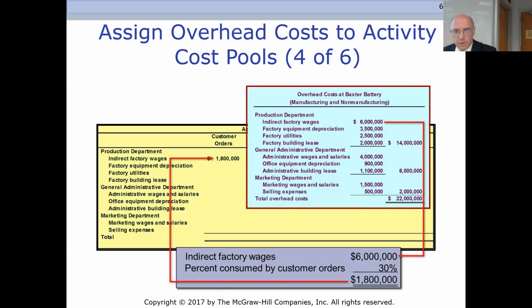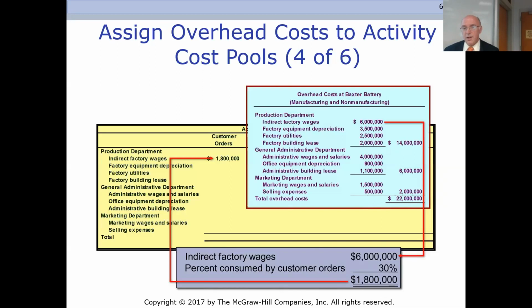Let's say indirect factory wages are 6 million, and the percent consumed by customer orders is 30%. So 6 million times 30% is 1.8 million, and that gets listed here as indirect factory wages, 1.8 million. And you do that for all the other ones. Factory equipment depreciation, 3.5 million times whatever the relevant percent is. And you do that for all of these things. I'm not going to go through all of them, but are there any questions about anything on this screen? No? Okay.